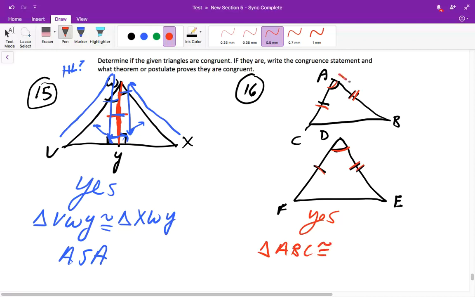So we went from the one arc mark down through the two tick marks to the none. So we got to go one arc mark through the two tick marks to the none. So it's triangle DEF, and our reasoning was side, angle, side.